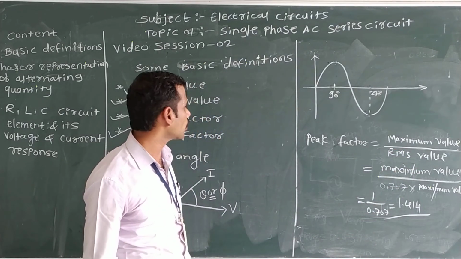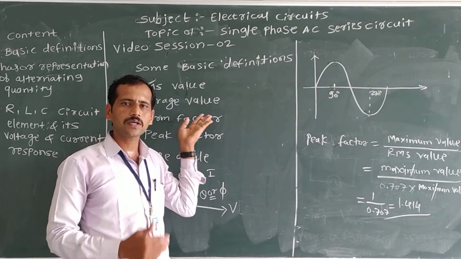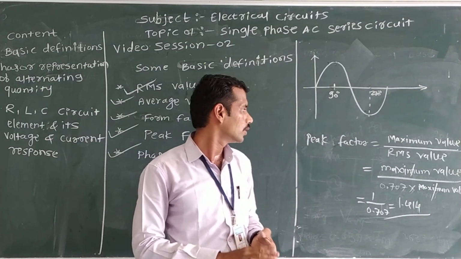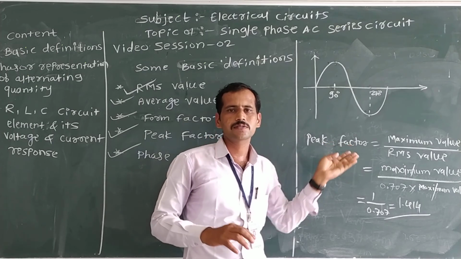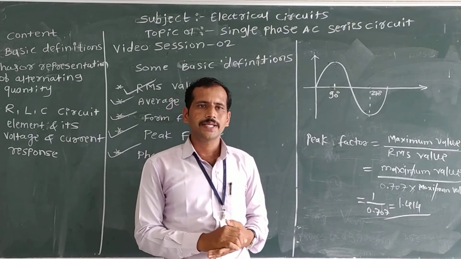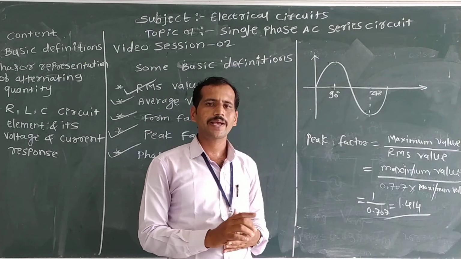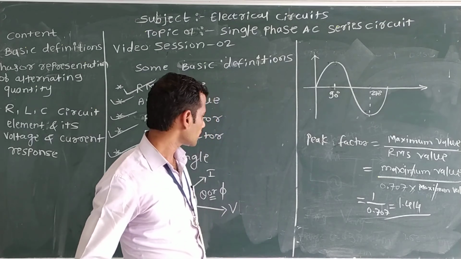So what is the importance of form factor and peak factor? With form factor, we can convert RMS value into average value and average value into RMS value. And with peak factor, we are deciding the peak value, that is the insulation level. In cable selection, the insulation level will be decided based on the maximum value. In that condition we consider the peak factor.